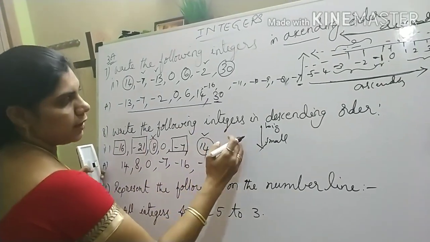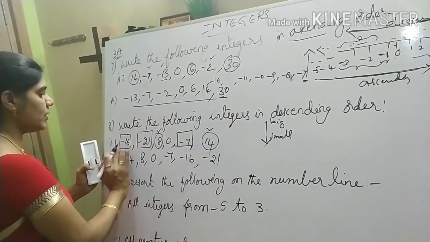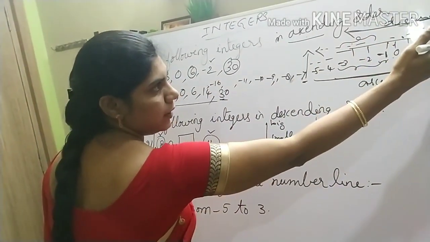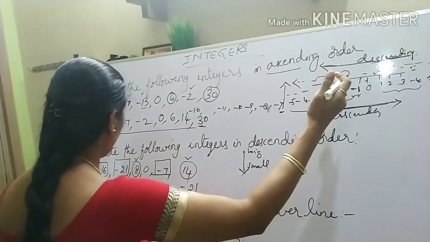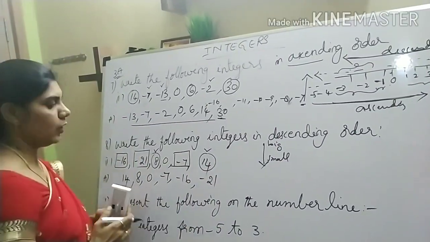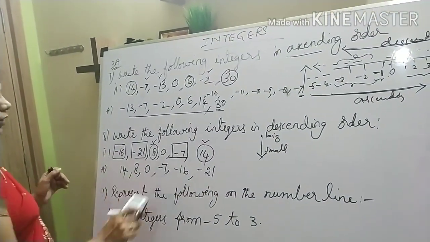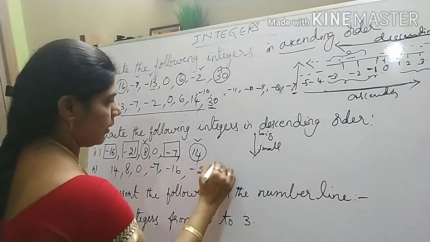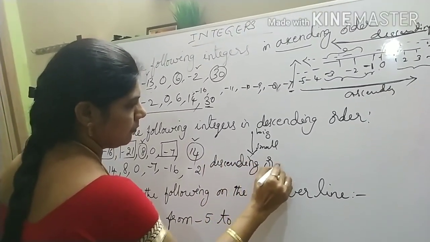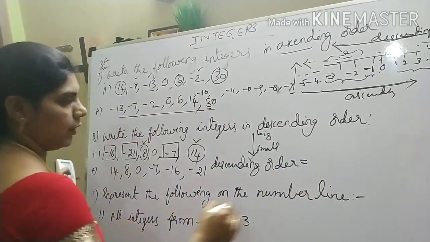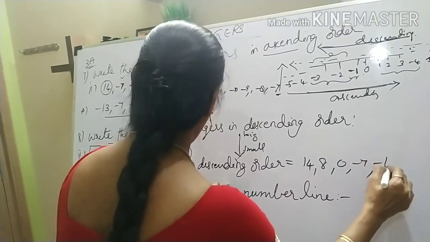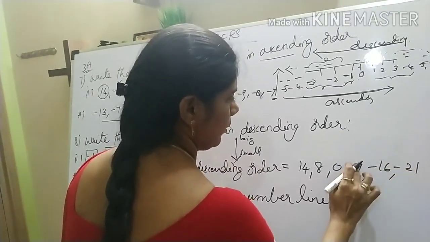After that, write positive numbers. So while coming to descending order, you have to write the positive numbers first. Towards this side you are coming. So write positive numbers first. After that, if they have given 0, mention that 0. After that, write negative numbers. So this is your answer, descending order. Write this down: descending order equals 14, 8, 0, minus 7, minus 16, minus 21, like that.